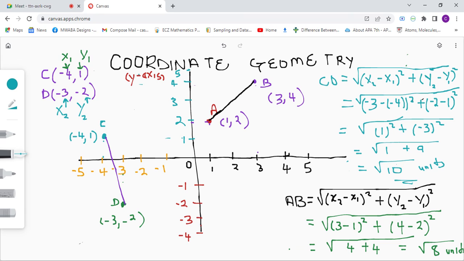When we take the square root of 10, we do not get a whole number. So we just leave our answer like this. Similar to the previous example, when you take the square root of 8, you don't get a whole number, you get decimal points. So you leave your answer like this.